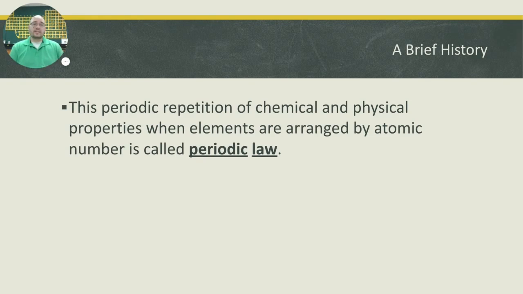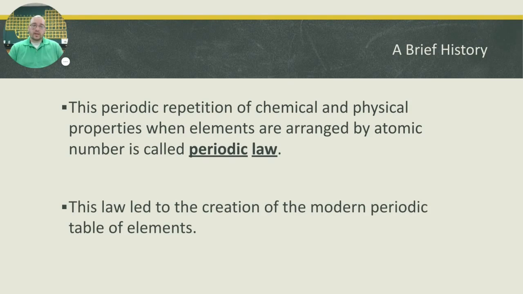So the periodic law says that if you order elements based off of an increasing atomic number, you will get a repetition in chemical and physical properties. And that is what we see with the periodic table. That's actually why it's called the periodic table, not just the table of elements. It's the periodic table because it's periodically producing a periodic pattern of properties. Okay, that law led to the creation of the modern periodic table of elements.